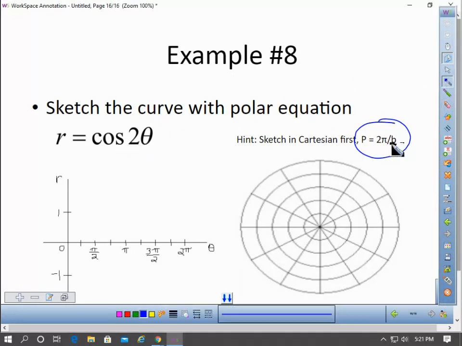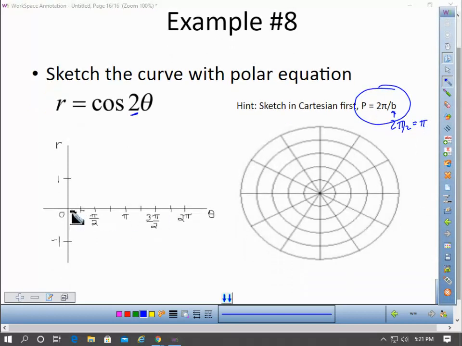So this goes back to pre-calculus. To find the period of this cosine graph, it's 2 pi divided by this number in front of the theta. So 2 pi divided by 2 is pi. So when I graph this down here, this is going to go through 2 cycles going from 0 to 2 pi, and you'll see here in just a minute.